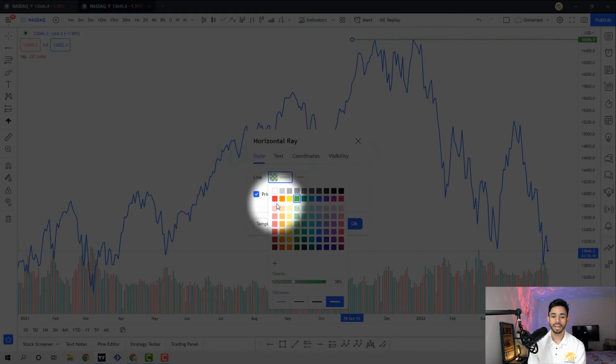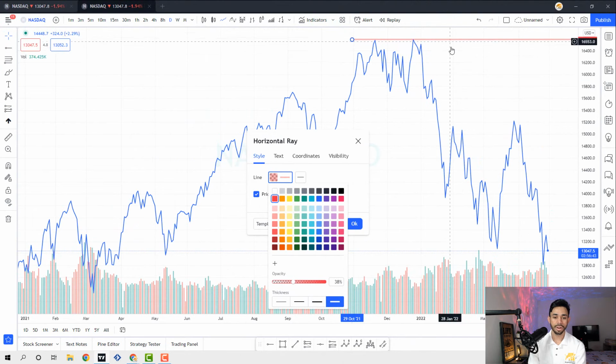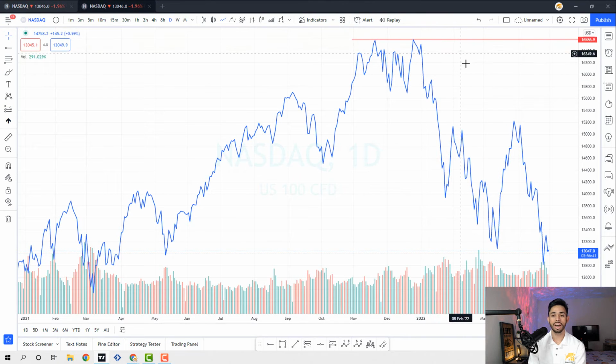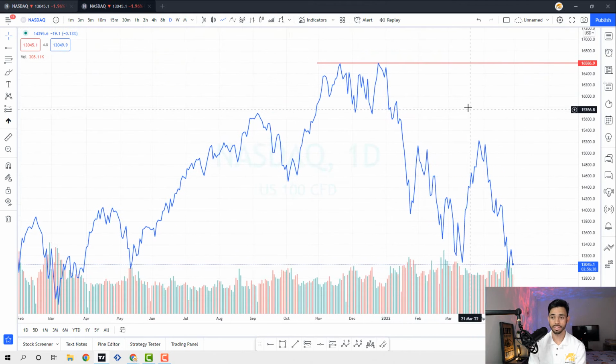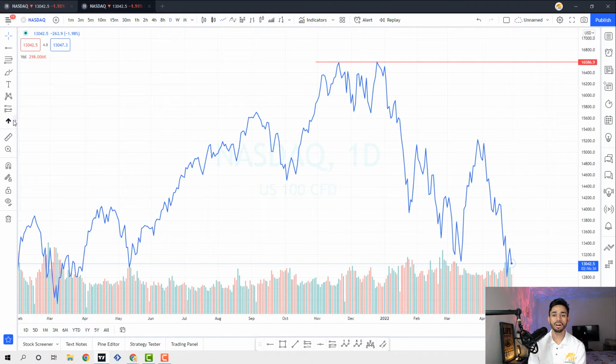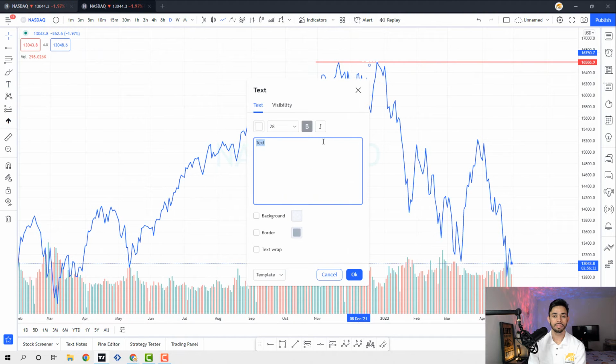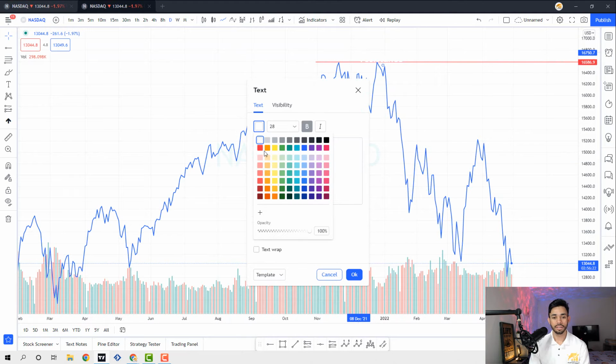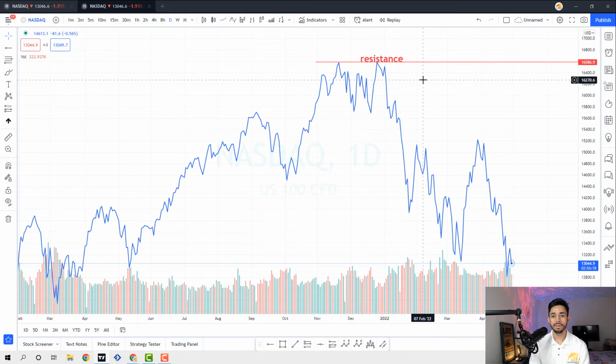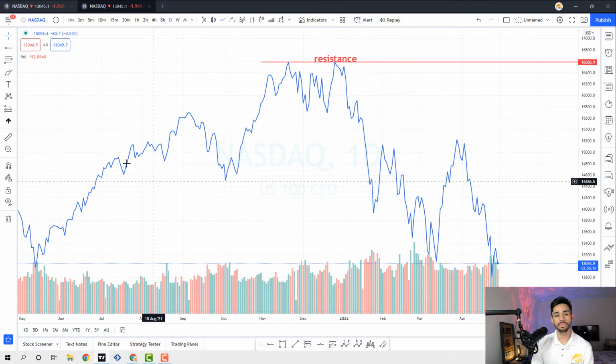Very easy. I'm going to use red color for our resistance levels. So why do we call this level a resistance level? Can someone tell me? Okay, so simply that is our resistance. And the color, I'm gonna choose red as well. All right, so this level is resistance.